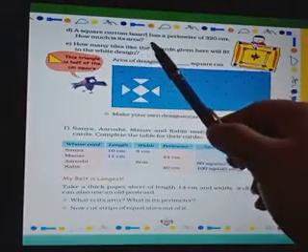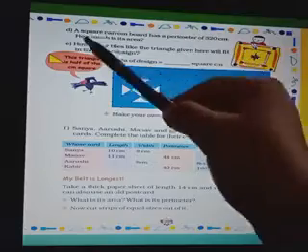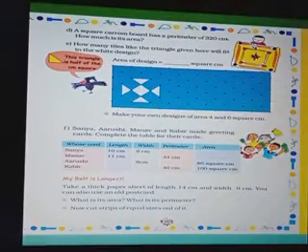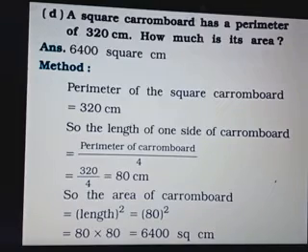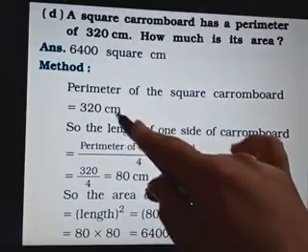A square carom board has a perimeter of 320 centimeters. How much is its area? Now a square carom board is there and the perimeter is given this time, and we have to find the sides. Clear? So we will put the value 320 centimeters in our formula. Perimeter of the square carom board equals 320 centimeters.